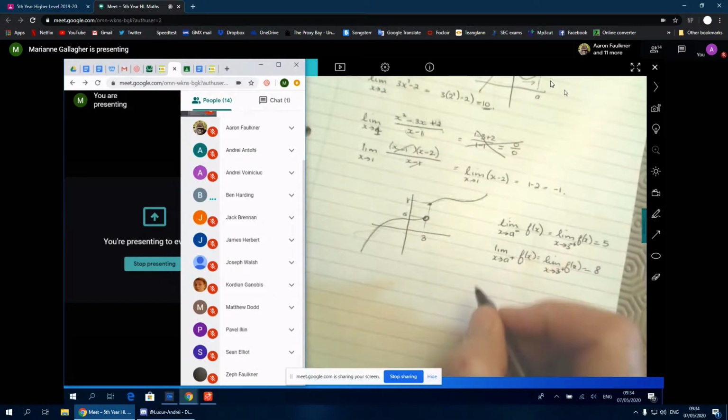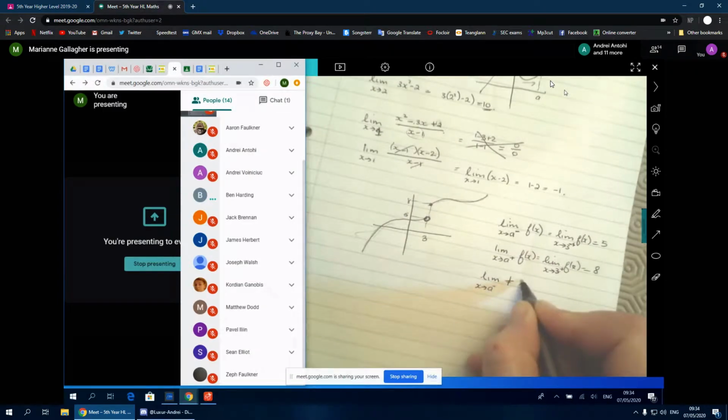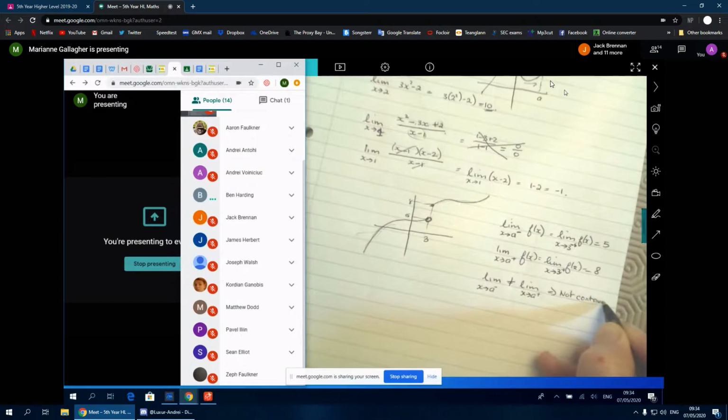So if those two limits are not equal, so the limit as x tends to a from the minus does not equal the limit as it comes from the other direction, that means it's not continuous. Does that make sense? Yeah.